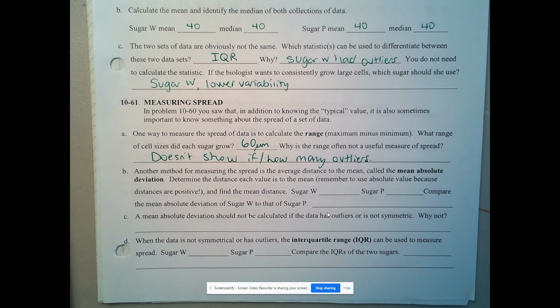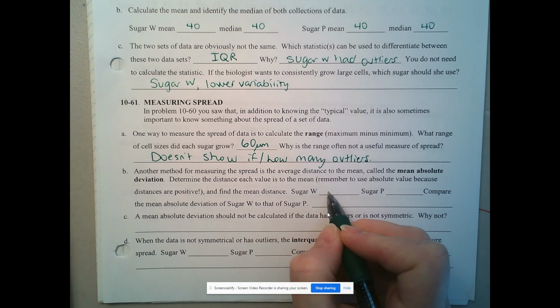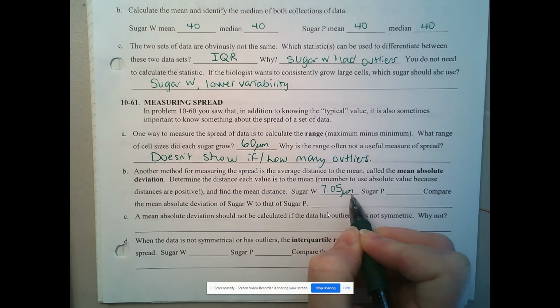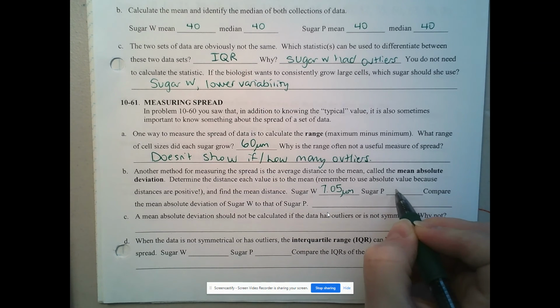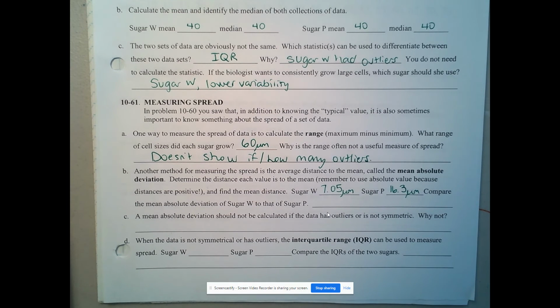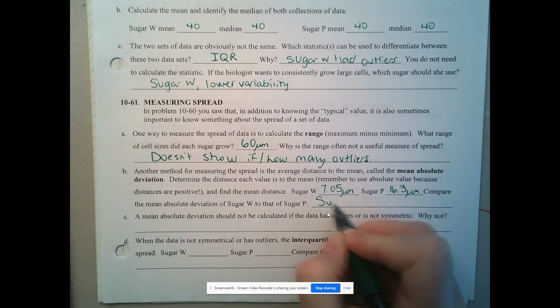Another method for measuring the spread is the average distance to the mean, called the mean absolute deviation. Determine the distance of each value to the mean. Remember to use absolute value because distances are positive, and find the mean distance. So when we did that previously, we had to find out how far each number was from 40, add them up, and divide by the amount of numbers. Sugar W was 7.05 micrometers for the mean absolute deviation, and sugar P was 16.3. Compare the mean absolute deviations. Sugar P clearly has more variability.